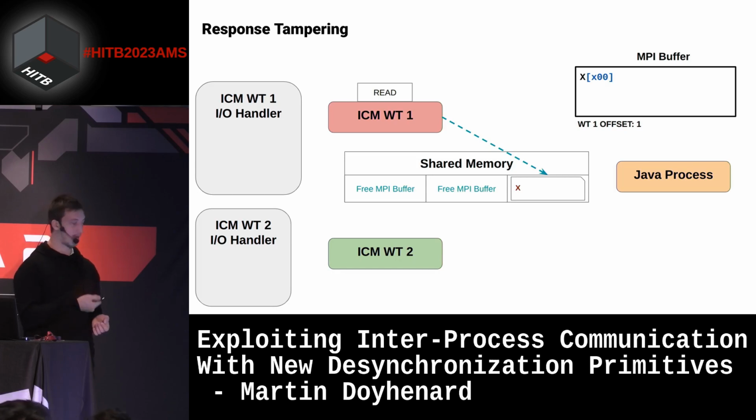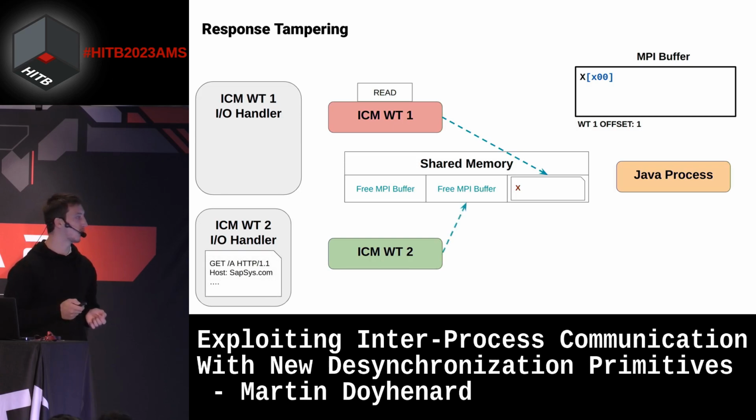So as you have seen, the MPI buffers are multi-purpose. This means that you can use the same MPI buffer both for requests and for responses. So what if we have tampered or hijacked an MPI buffer? That is, we have a reference to a free MPI buffer, but when the worker thread 2 reserves a buffer for the request, instead of using the same one as we did, it uses another.